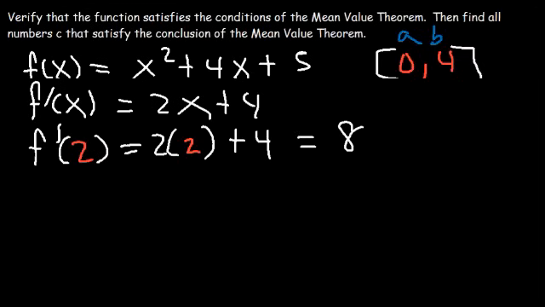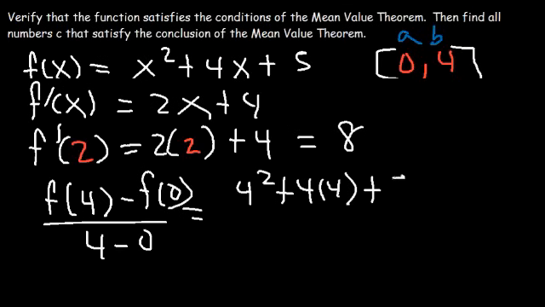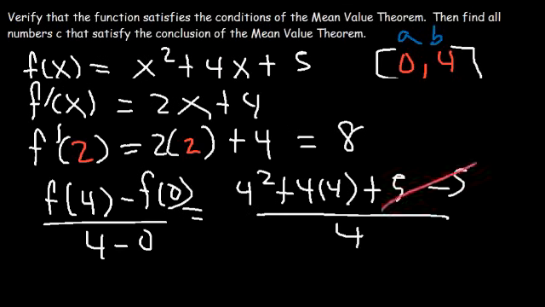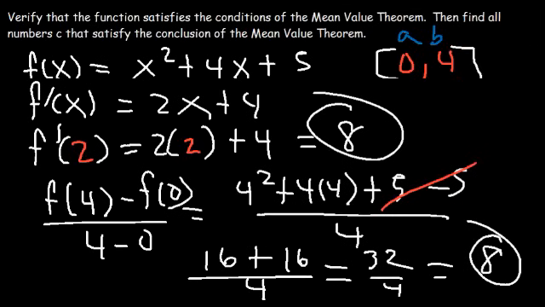To find the slope of the secant line, it's the change in y divided by the change in x. So f of 4, that's 4 squared plus 4 times 4 plus 5. F of 0 is 5. 4 squared is 16. 4 times 4 is 16. 32 divided by 4 is 8. So as you can see, the slope of the tangent line is equal to the slope of the secant line.